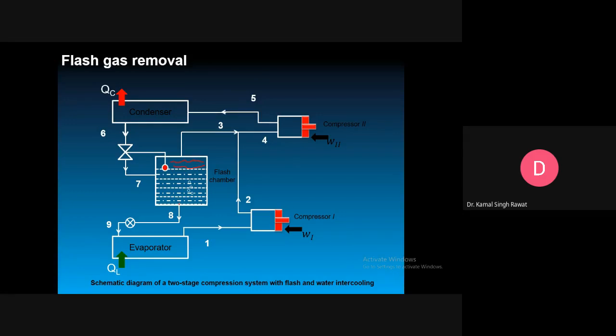Now, the liquid from the flash chamber, which is at intermediate pressure, is taken out and passed through an expansion valve, where again 8 to 9 isenthalpic expansion of this liquid occurs and the pressure is decreased from the intermediate pressure to the evaporator pressure. Now, at point 9, we have a liquid plus vapor mixture at evaporator pressure, which enters the evaporator.